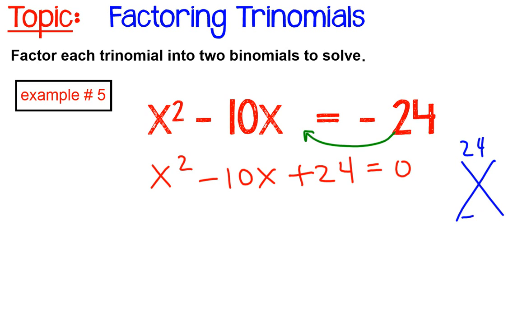Product of 24, a sum of -10. Pause this, think about some factors. 1 and 24, 2 and 12, 6 and 10. Now look, you have a negative sum, so that means you need two negative numbers. I know that because this is positive, so I can't have one of each sign. I have to have two negatives. And 6 and 4 are going to work for us.